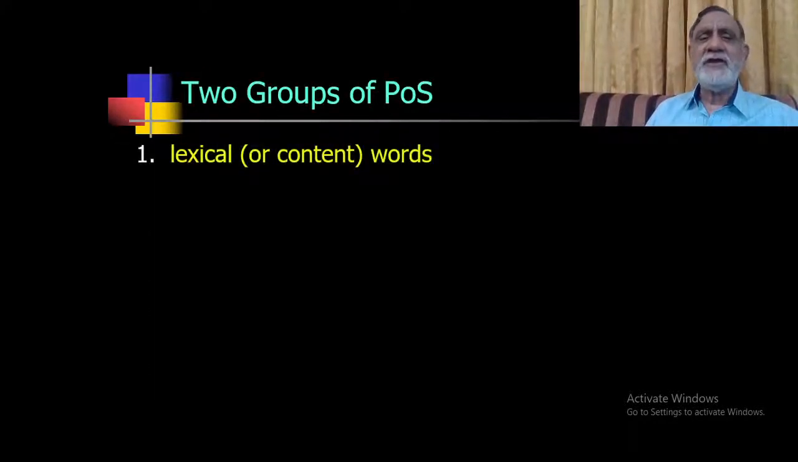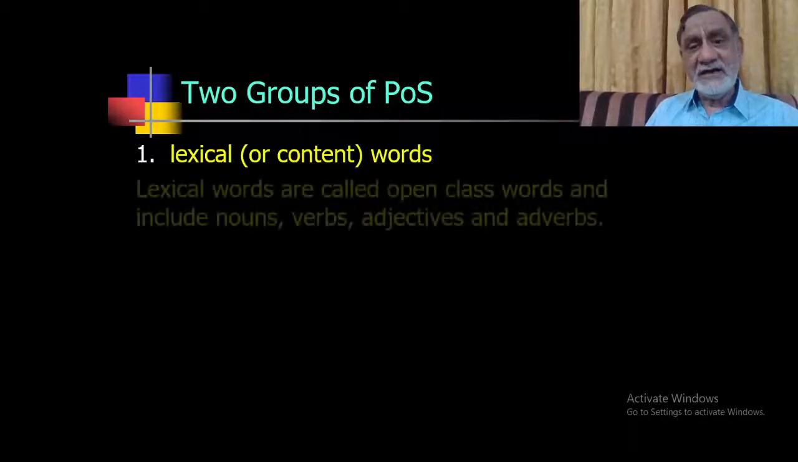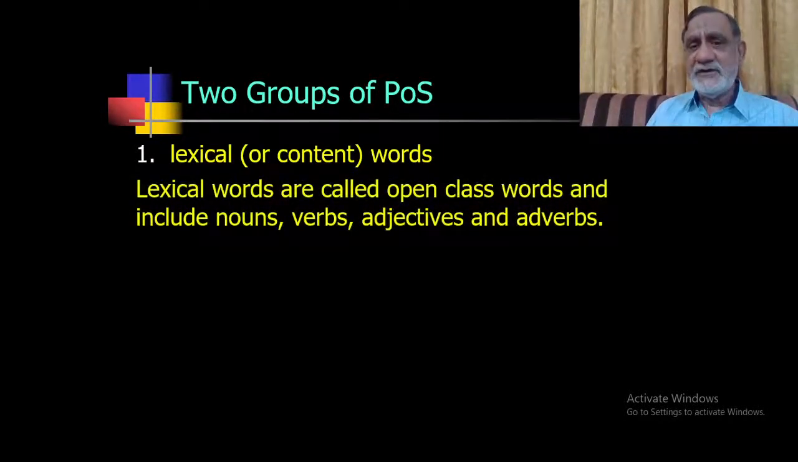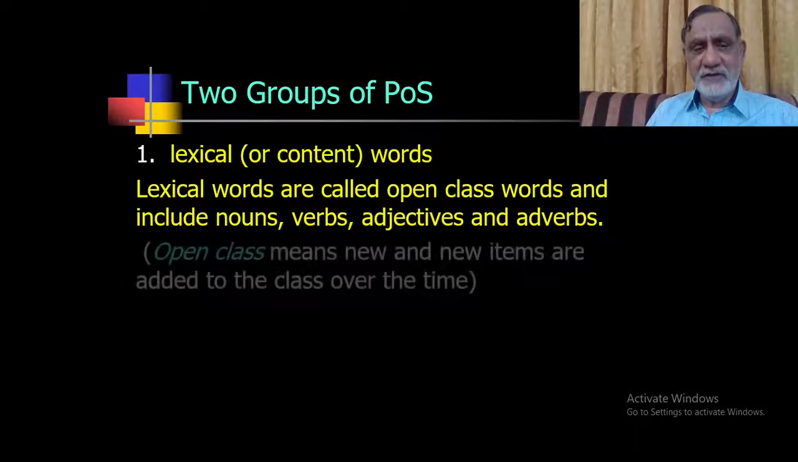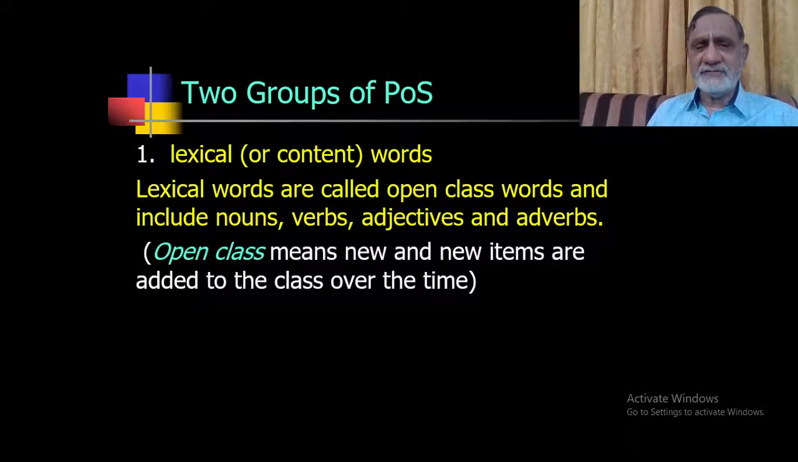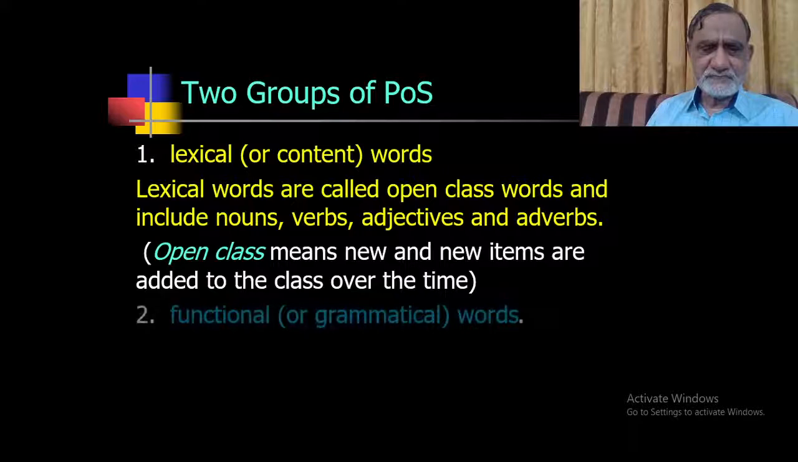Broadly, we can distribute all these POS, meaning parts of speech, into 2 groups. Lexical or content words. Lexical words are also called open class words, and include nouns, verbs, adjectives, and adverbs. And open class means new items are added to the class over a period of time.